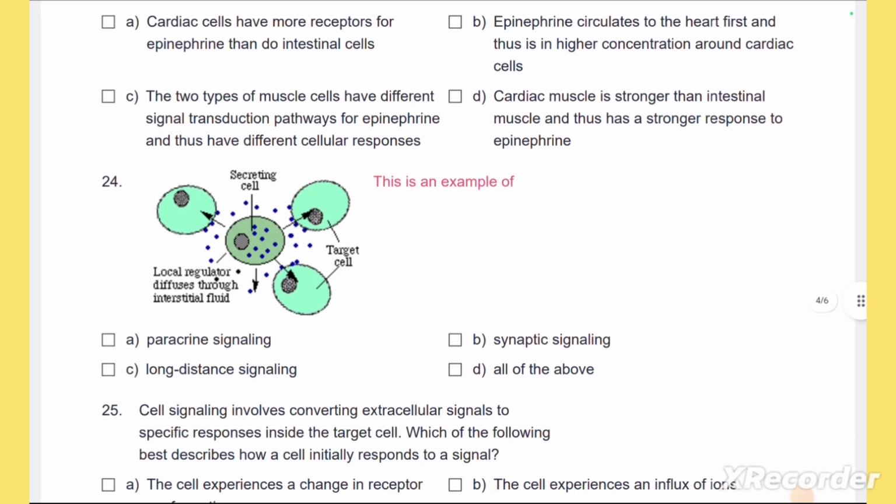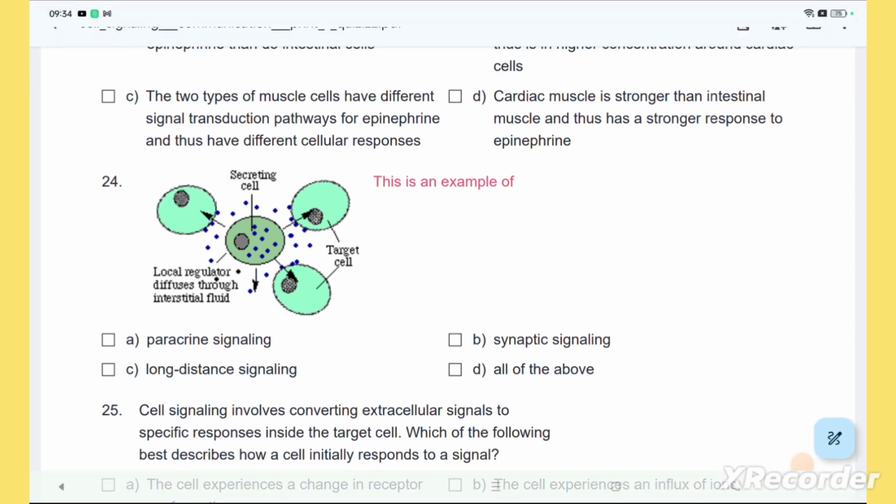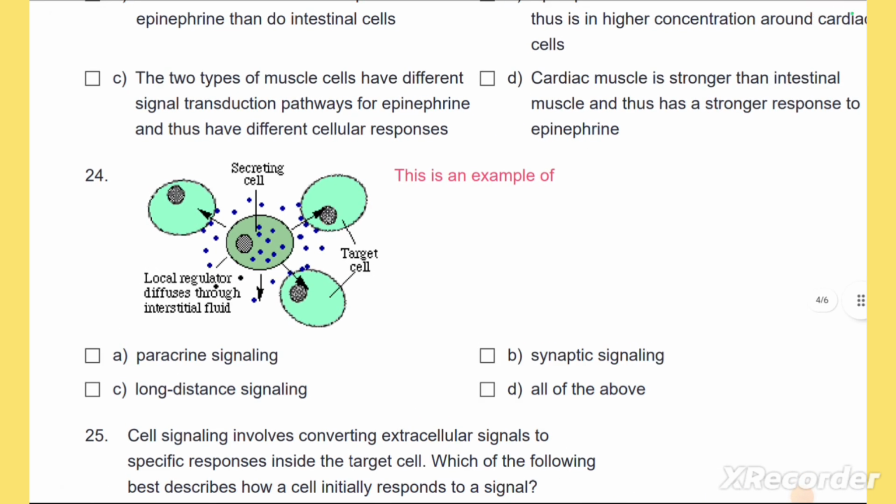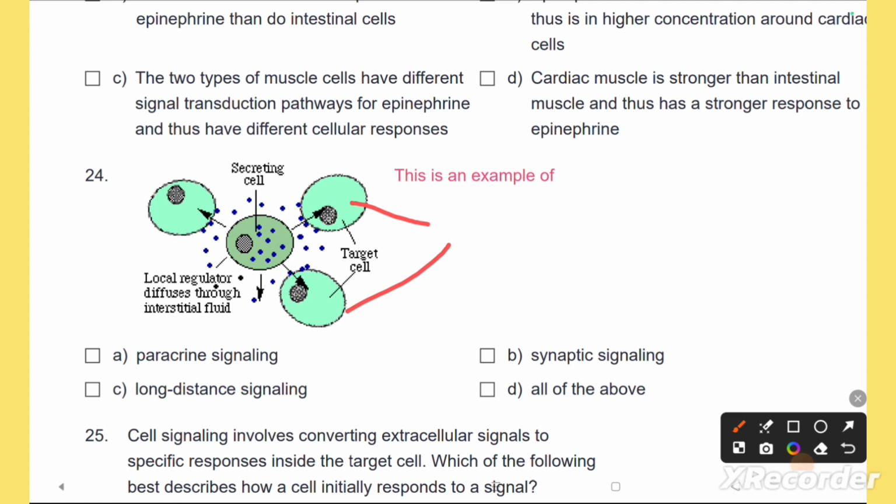Next, we have a question related to a diagram. This is an example of. So see the diagram. In this diagram, target cells are shown here. These are target cells and this is the secreting molecule. They are coming in. So options are paracrine signaling, option B, synaptic signaling, option C, long distance signaling, and D, all of above. So the answer of this question number 24 is paracrine signaling because the molecules are very close to each other.